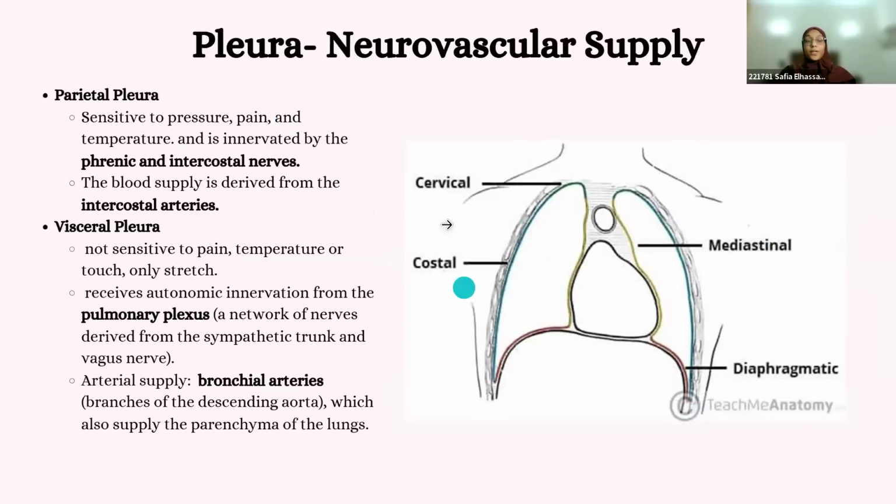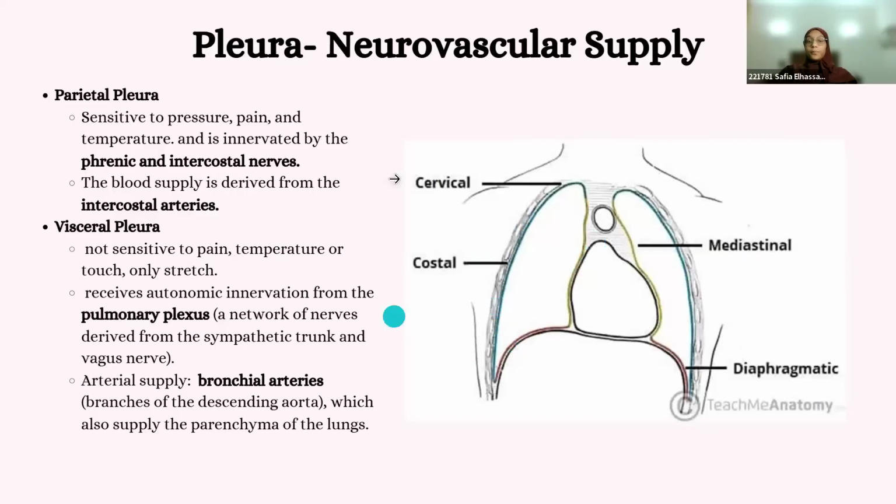So the parietal pleura is sensitive to pressure, pain, and temperature, and it's innervated by the phrenic and the intercostal nerves, so this produces a very localized pain. Compared to the visceral pleura, which is not sensitive to pain or temperature or touch, it is only sensitive to stretch, and it receives autonomic innervation from the pulmonary plexus.